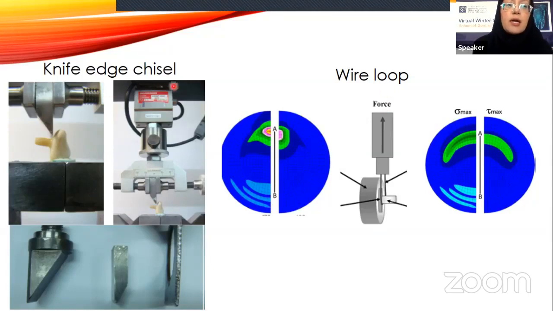This is our accessory, the accessory of our department. This is the knife edge chisel. These are also our accessories. We have different knife edge chisels.